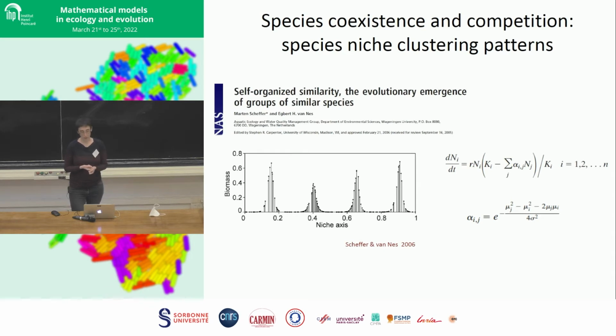So it's something quite interesting for ecologists, in a way, that to coexist, you need to be either quite similar or quite different. It's not only a matter of being very different from the others. Very similar species can also coexist for quite some time.